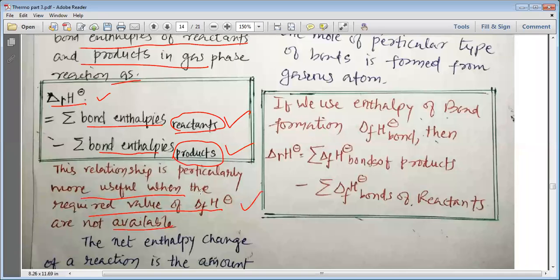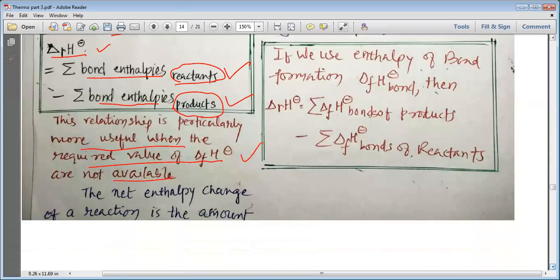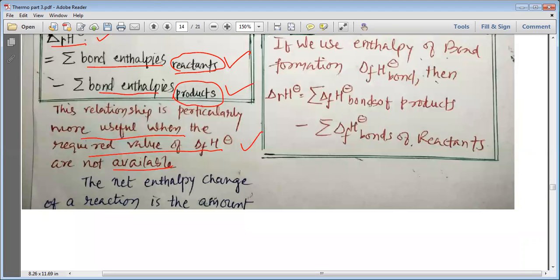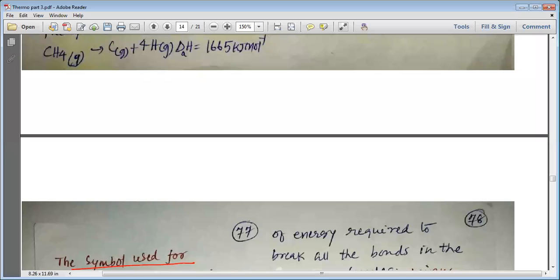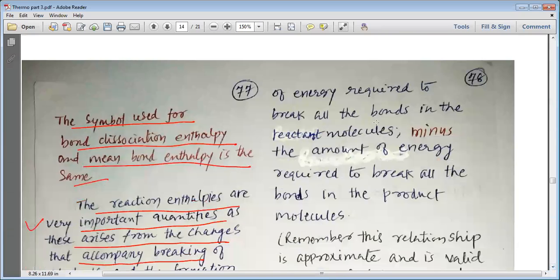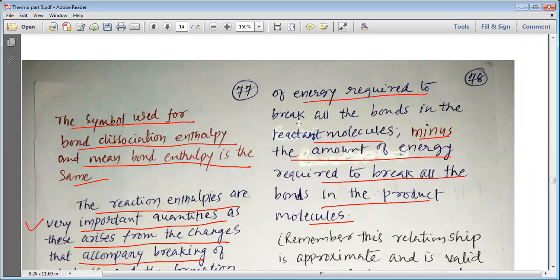The net enthalpy change of the reaction is the amount of energy required to break all the bonds in the reactant molecules minus the amount of energy required to break all the bonds in the product molecules. Please remember that the enthalpy of reaction is the energy required to break all the bonds in the reactant molecules minus the amount of energy required to break all the bonds in the products.